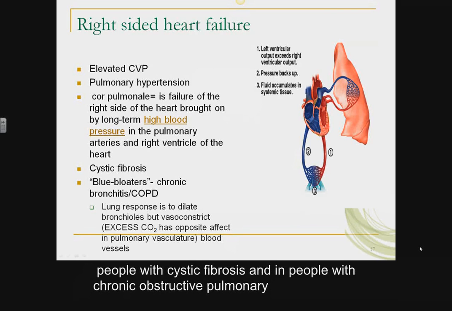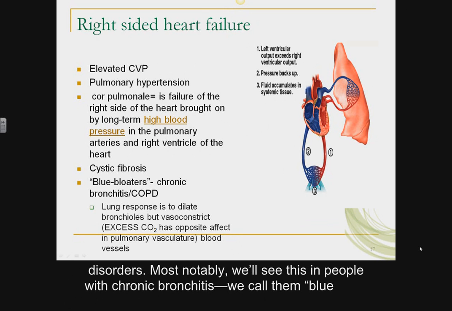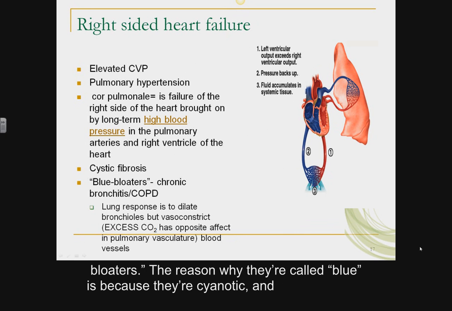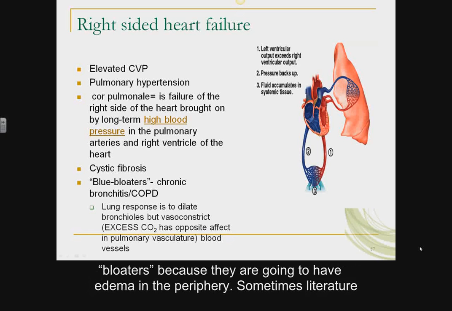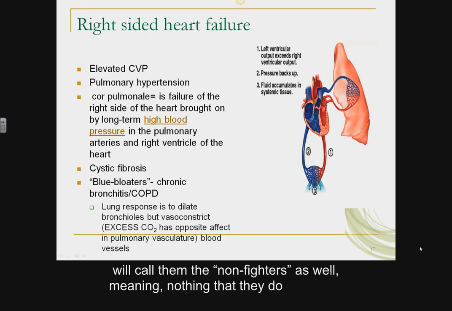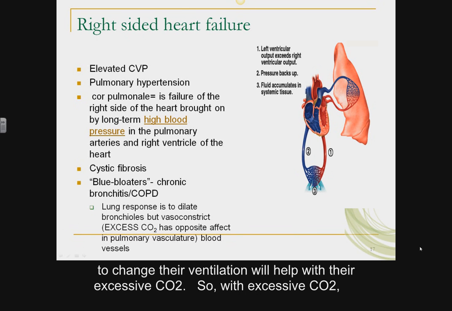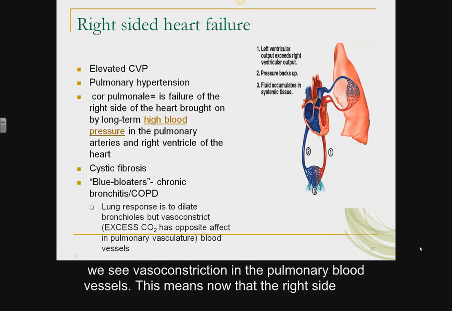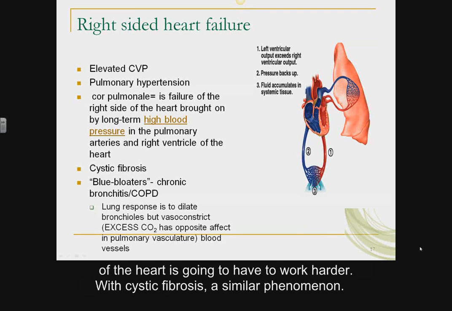And we're going to see this high resistance in both people with cystic fibrosis and in people with chronic obstructive pulmonary disorders. Most notably, we'd see this in people with chronic bronchitis, and sometimes we would call them blue bloaters. The reason why they're called blue is because they're cyanotic, and bloaters because they're going to have edema in their peripheral circulation. Sometimes literature will call them non-fighters as well, meaning nothing that they can do to change their ventilation will help with their excessive CO2. So with excessive CO2, we see vasoconstriction in the pulmonary blood vessels. This means now that the right side of the heart is going to have to work harder.